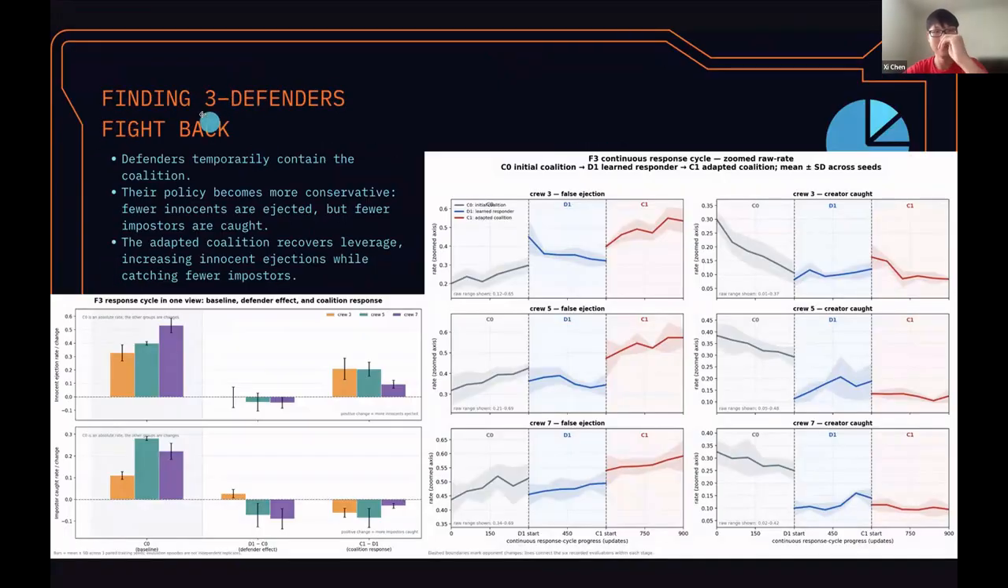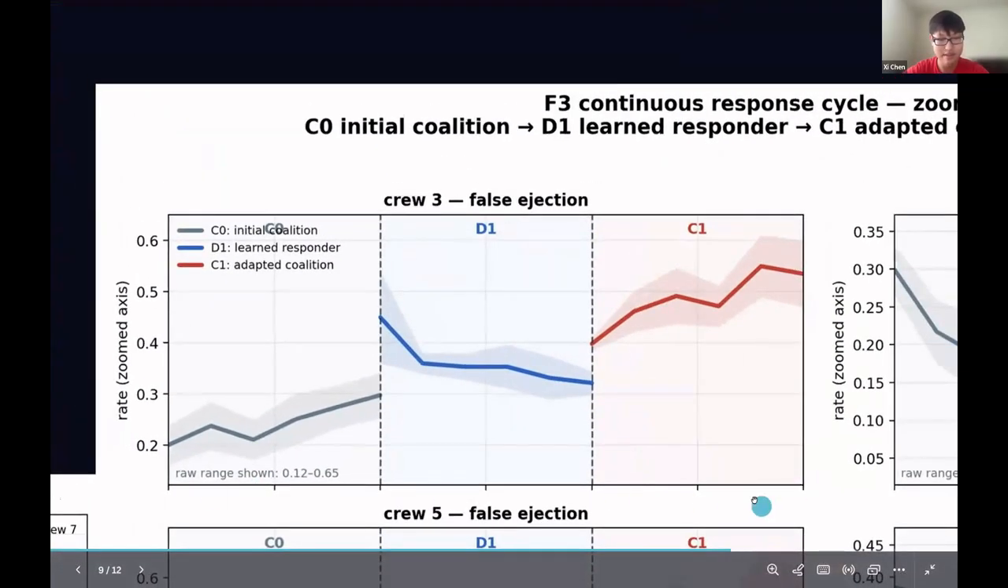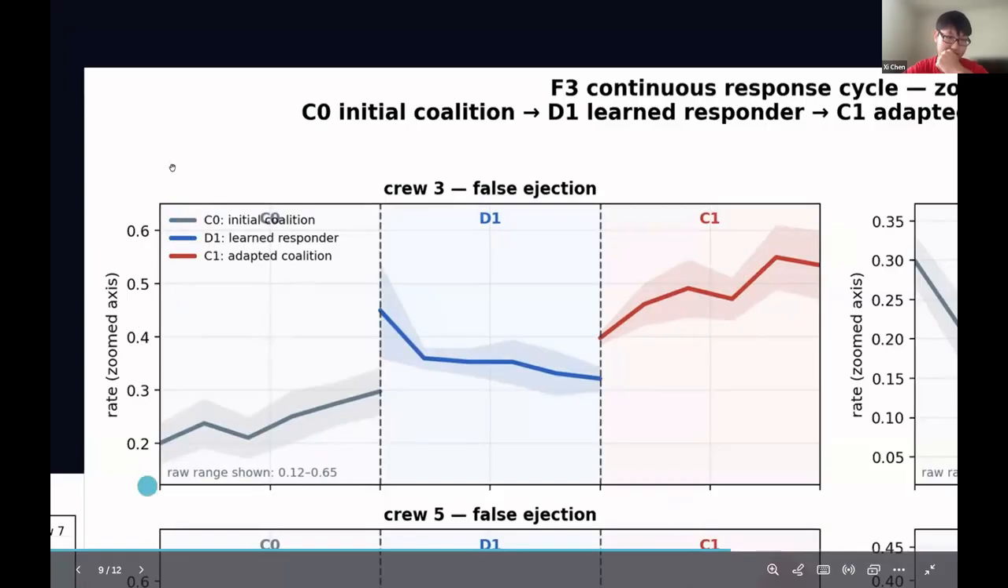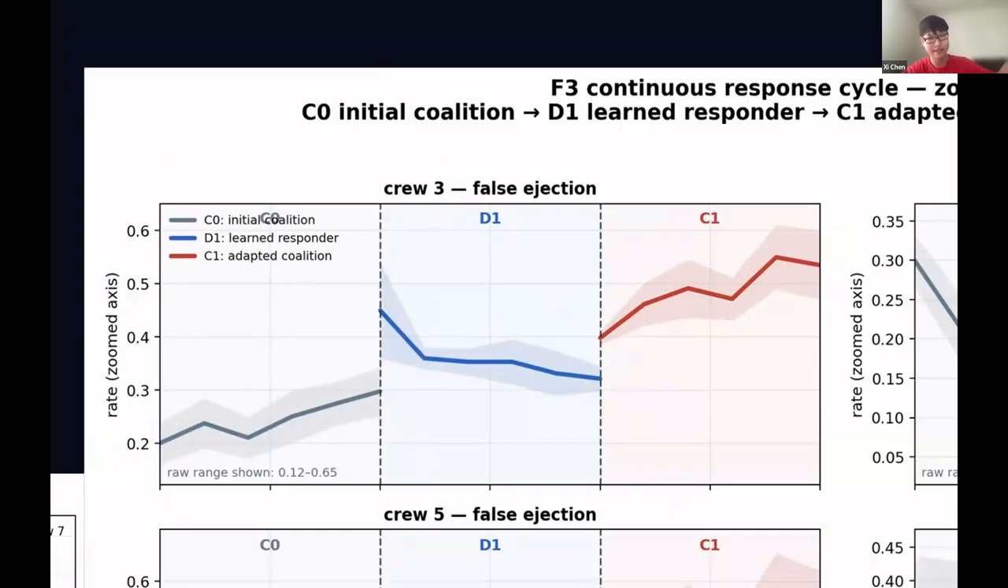This finding is when defenders actually learn to fight back. On the horizontal axis is again the episode number, and on the vertical axis is the false ejection rate for this picture in this case. The first section is when the imposter first adapts against the crew with the fixed policies. And then the blue section is when we have the crew now learning to adapt against these imposters. And then finally, we have imposters adapting against the learned crew.